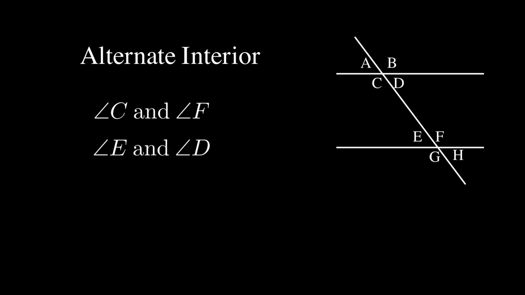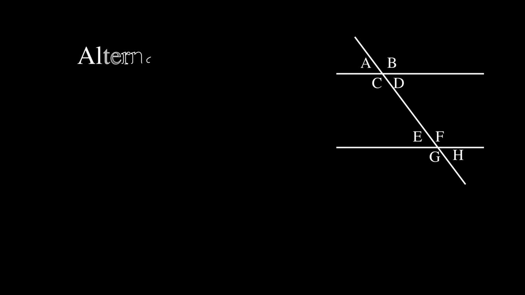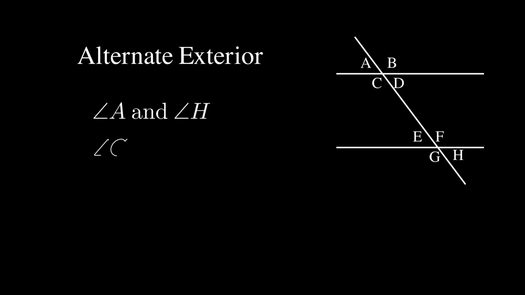The other 5 types of angle pairs rely on parallel lines. The figure shows two parallel lines with an intersecting transversal. Alternate interior angles are between the two parallel lines, but are on opposite sides of the transversal. Examples are C and F, as well as E and D. Alternate exterior angles are outside the two parallel lines, but are still on opposite sides of the transversal. Examples are A and H, as well as G and B.